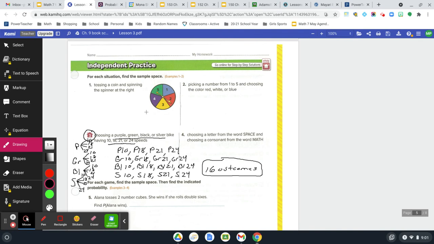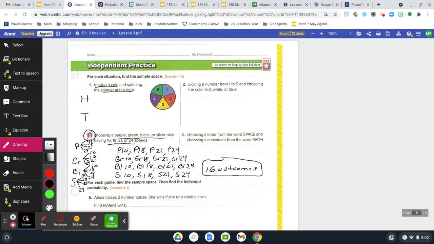Let's talk about this spinner here and tossing a coin. So number 1 says tossing a coin and spinning the spinner at the right, just like I said. So I'm just underlining what you have to focus on. Tossing a coin, spinner at the right. So tossing a coin, we've got to find the sample space. We're going to create that tree diagram. If you toss a coin, you're going to get heads or tails, right? So those are the two possibilities when you toss a coin. That is the trunk of your tree.